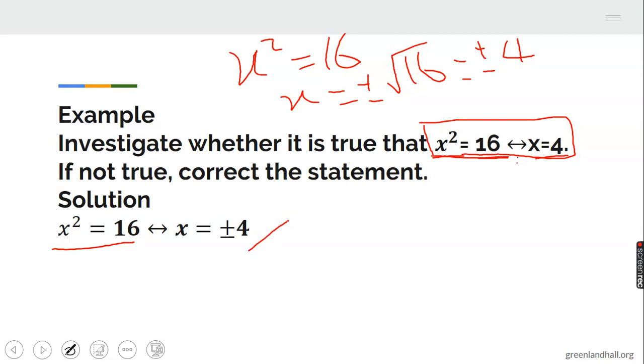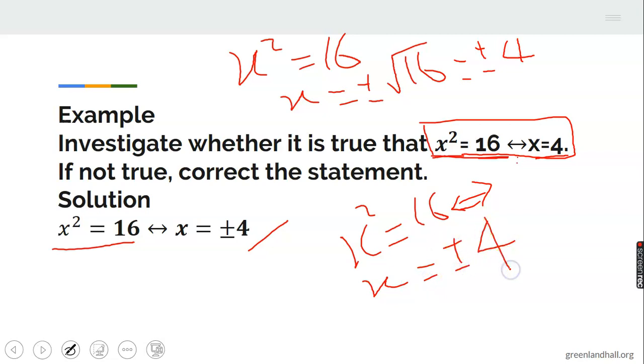So this is the answer. The statement should have been this way: x squared equals 16 if and only if x equals plus or minus 4. That's how the statement should go.